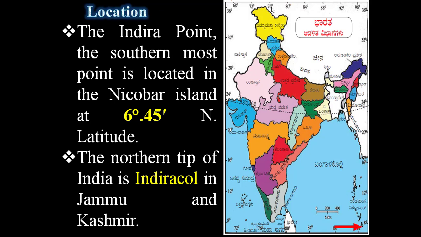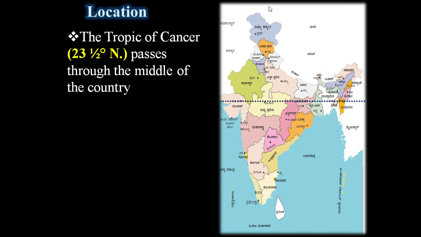Whereas the northern tip of India is called Indira Col. That is located in Jammu and Kashmir. Indira Col is the northern tip of India. And next, the Tropic of Cancer. It passes through the middle of the country and it is also called 23.5 degree north latitude. What you are seeing as dots in blue color is called 23.5 degree north latitude. This passes through the middle of the country, and it is known as the Tropic of Cancer.